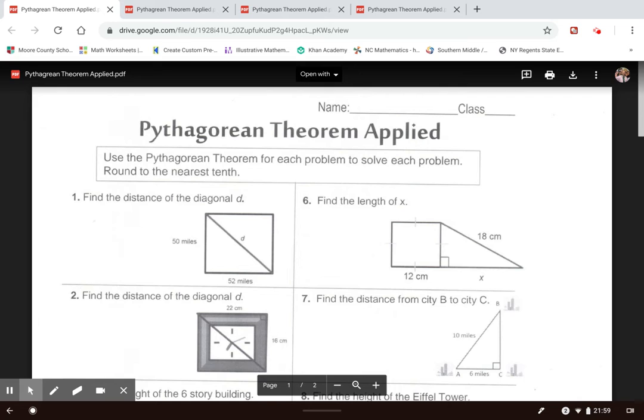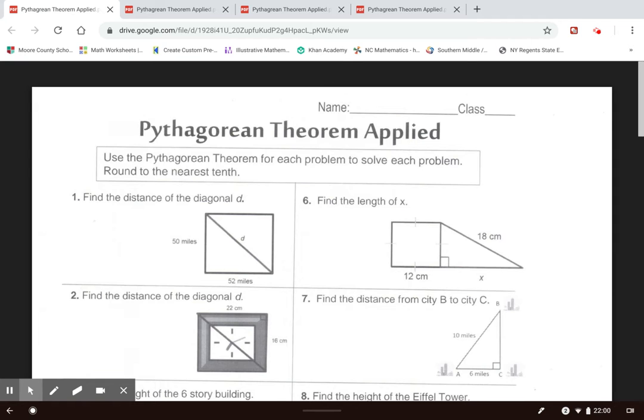The directions are to use the Pythagorean theorem to solve each problem, and then round to the nearest tenth. So if I look here at number 1, it says, find the distance of the diagonal D. I have a right triangle, and I know my legs. Because I know my two legs, the diagonal I'm looking for is going to be a hypotenuse. So I'm going to start with a squared plus b squared equals c squared.